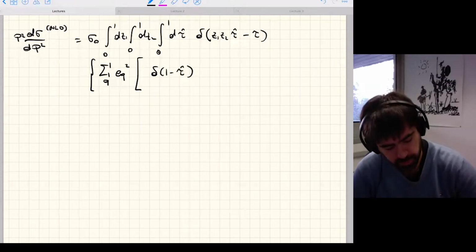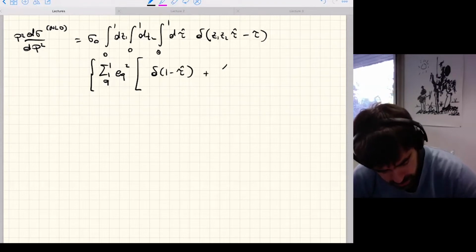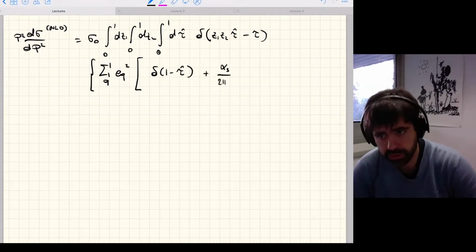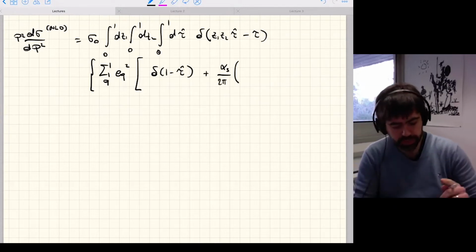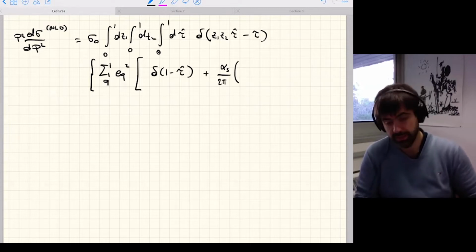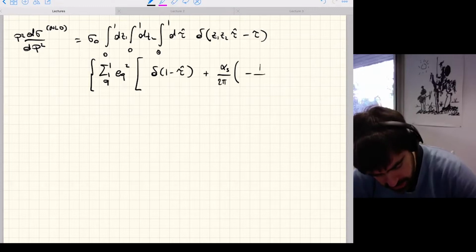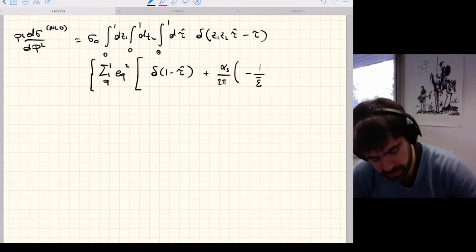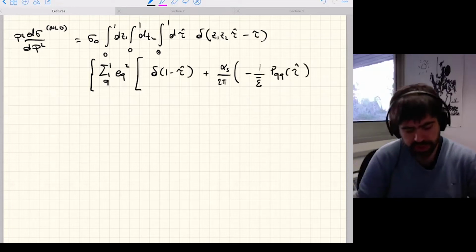Okay. Then you have the order alpha S contribution. The order alpha S contribution, well, they have the double pole and the simple pole proportional to delta of 1 minus tau hat. They cancel when we add together the contributions, and you're left with this pole proportional to the PQQ splitting function. This 1 over epsilon bar.